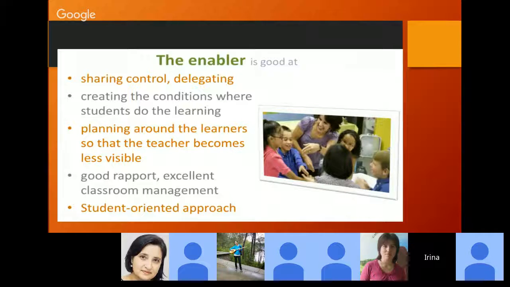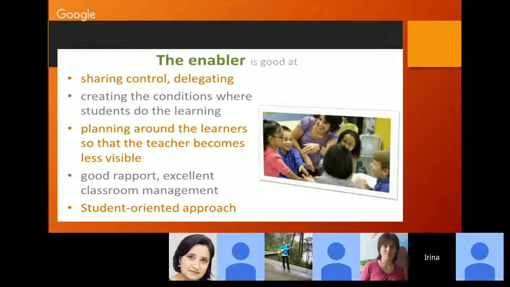Good rapport with students, excellent classroom management is also a characteristic of this teacher. So good rapport means that the teacher builds trustworthy relationships with the students, strong relationships with the students. She knows what they need, what they want, and what would interest them, how to motivate them. For this, there are several activities, how you can find out the needs and interests of your students. And for classroom management also there are some tips and techniques. I will mention later something of this.